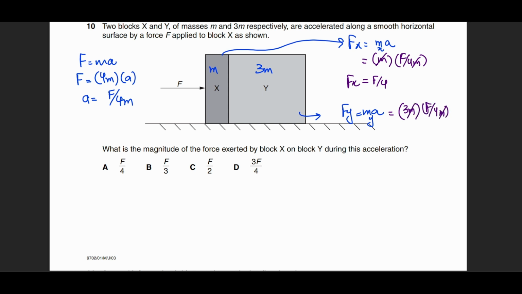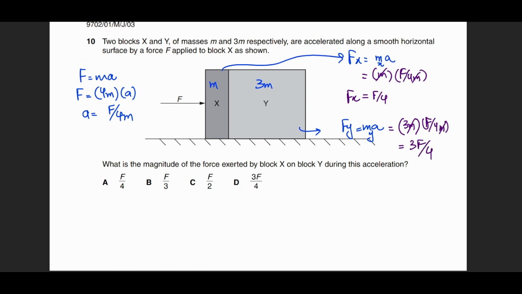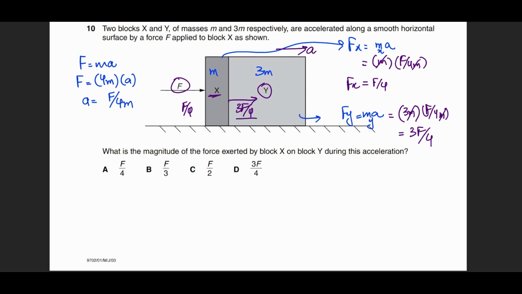M cancels out. We are left with the 3F by 4. Now what's actually happening is that from this applied force, F by 4 is being utilized by X and the rest of the force is being provided by X to Y, that is 3F by 4, or 3/4 of the force is being utilized by Y to move in this direction with an acceleration A. So it asks you what is the force applied by block X on Y.